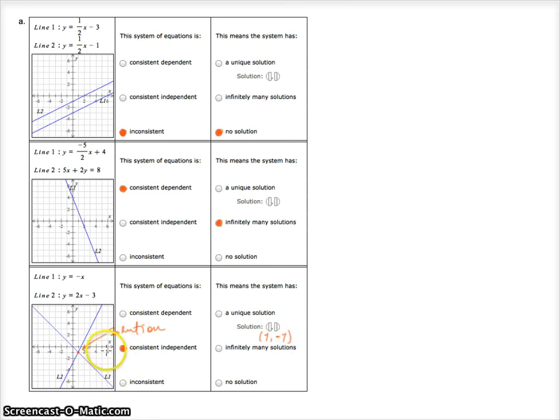Alright guys, just remember to make sure you match up the consistent dependent and consistent independent correctly and get the solution types correct. You can always use the chart at the top of the page. Good luck.